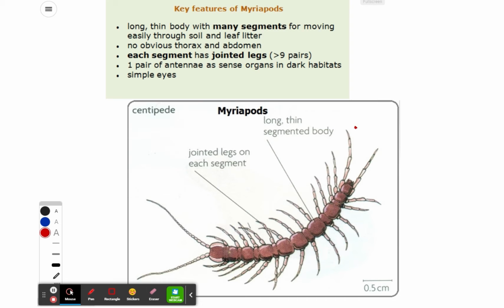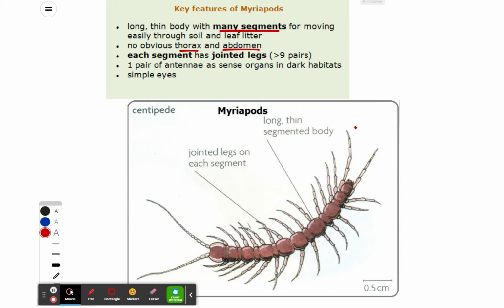Now, Myriapoda. They have a long, thin body with many segments. This means their bodies are divided, they have many segments like building blocks, for moving easily through soil. Now, if they live on soil, do you think they will have gills? No, exactly. Either they have trachea or tracheal tubules, or book lungs. Good job. No obvious thorax and abdomen. This means that they do have thorax and abdomen, but it's not obvious.